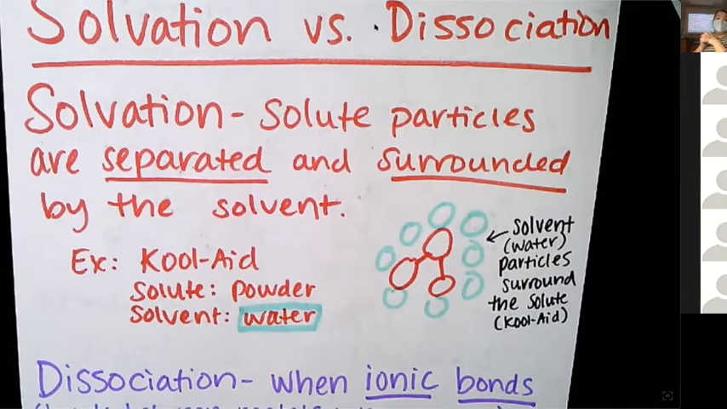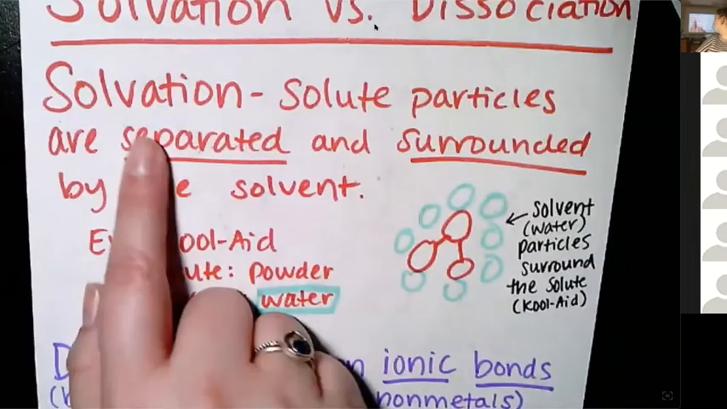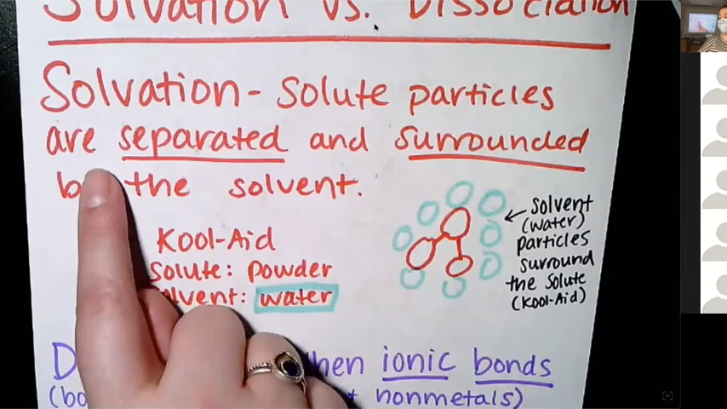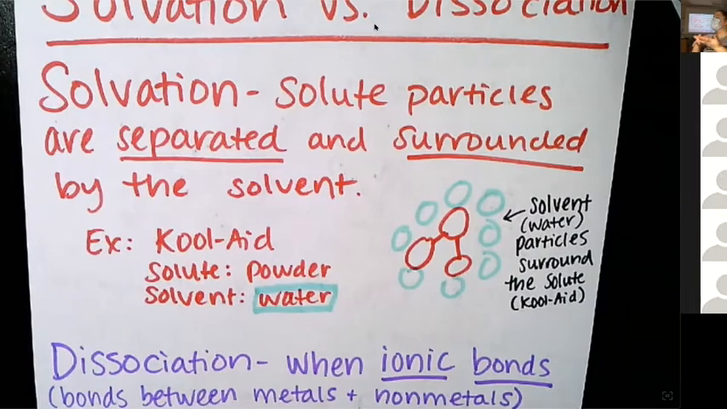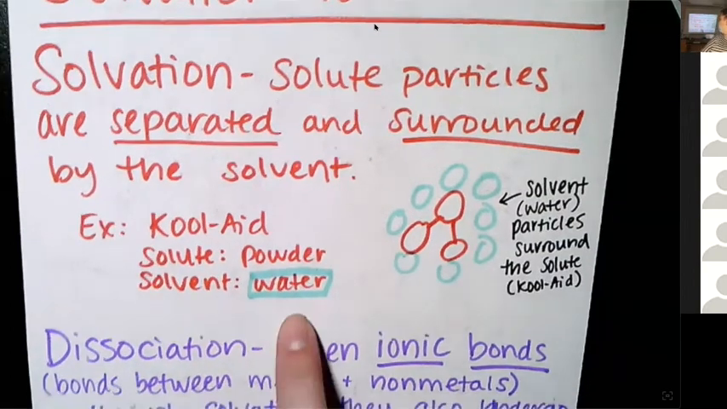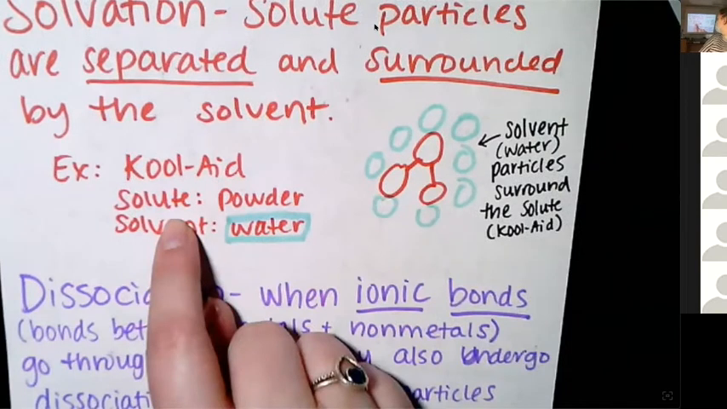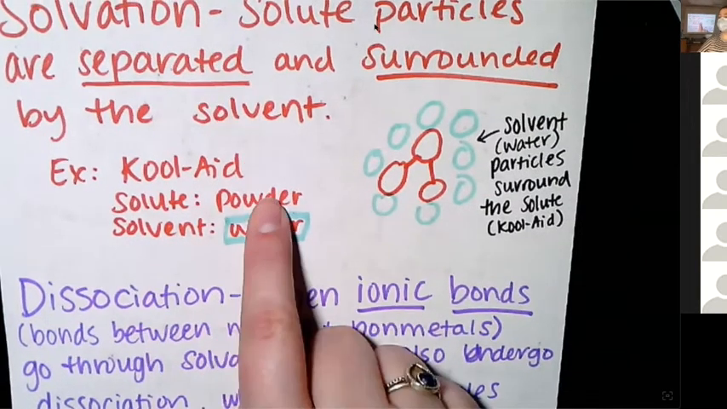So when we dissolve something, this is solvation versus dissociation. When we dissolve something, obviously most of the time it disappears and you can stir it or shake it or increase the temperature, things like that. However, if we were to use a microscope and look at what is actually happening when we dissolve something, there's kind of 2 different processes that happen here, okay? So the first one is called solvation, and this is what solvation is. It is the solute particles are separated and surrounded by the solvent. So solute is what you're dissolving. Solvent is what is doing the dissolving. So for example, if I have Kool-Aid, my solute is the powder and my solvent is water. Water is dissolving the powder, okay?